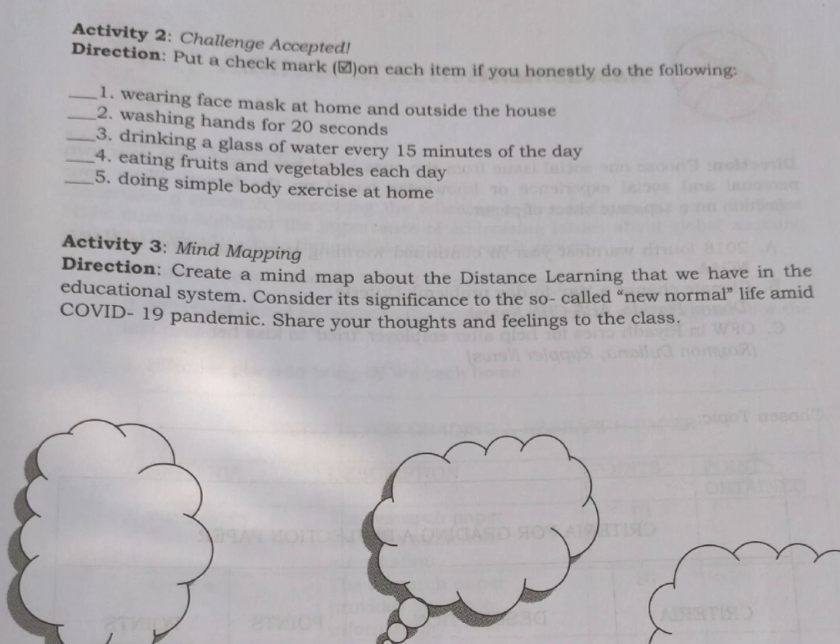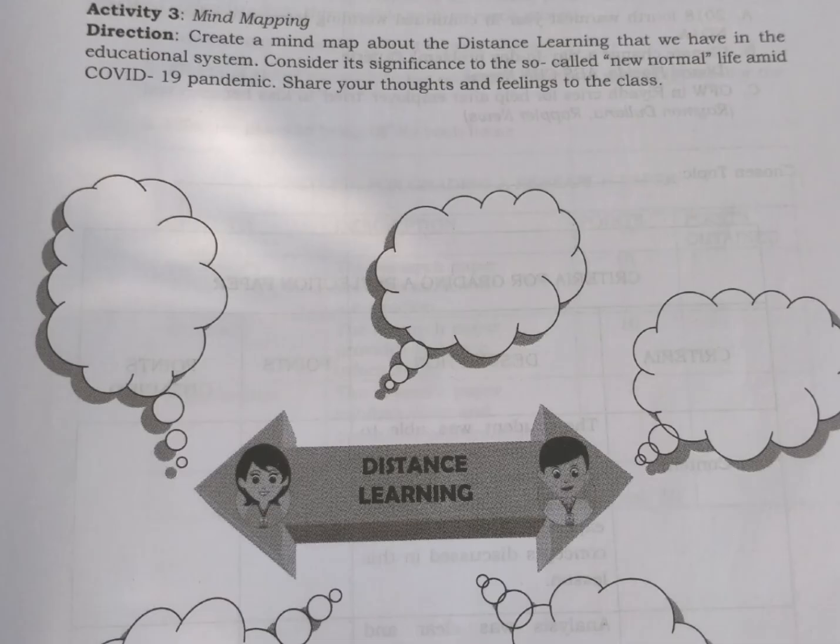The another one is Activity 3, Mind Mapping. You may consult page 15 of Module 6. You need to create a mind map about distance learning that we have in the educational system. You need to consider its significance, the so-called new normal. Life amid COVID-19 pandemic. Share your thoughts and feelings to your class using your output.